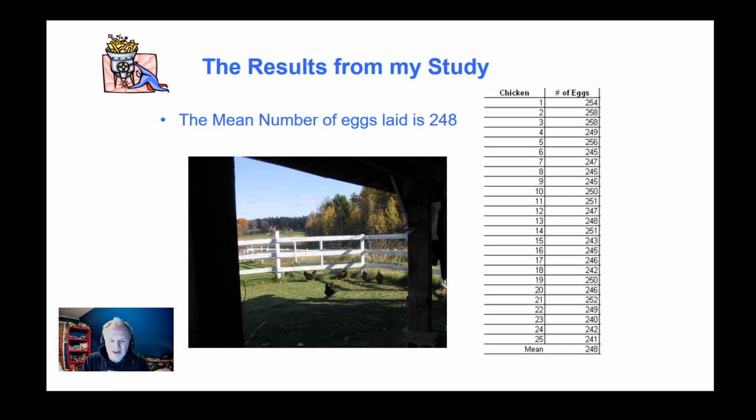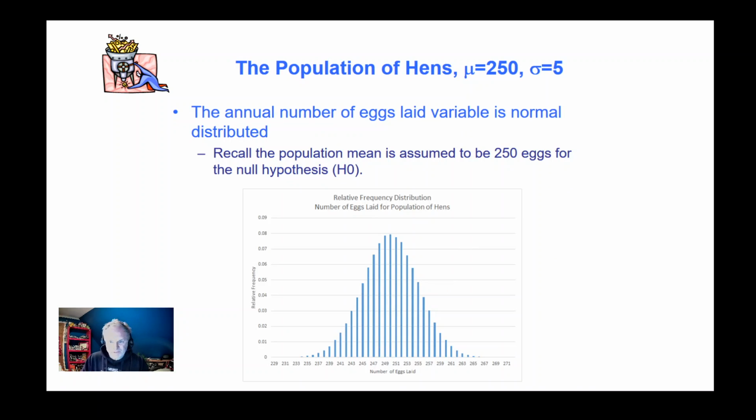If I calculate the average from this sample of 25 hens, the average number of eggs laid is 248. So it's slightly less than 250. I still want to run my inferential test to see whether my mean of 248 is significantly less than the expected mean of 250, if the null hypothesis is true.